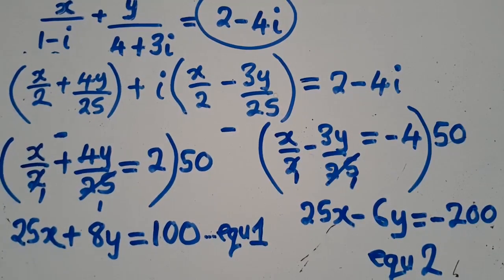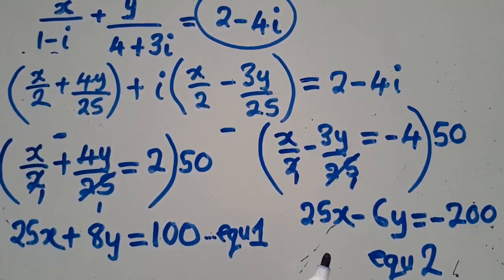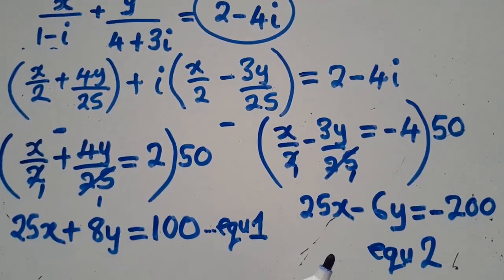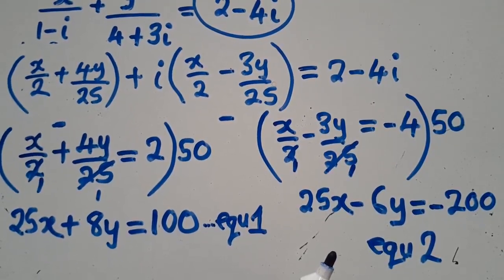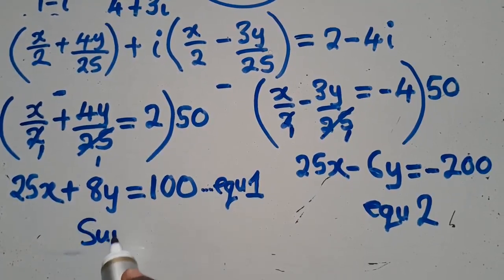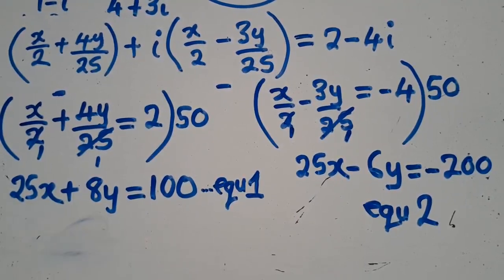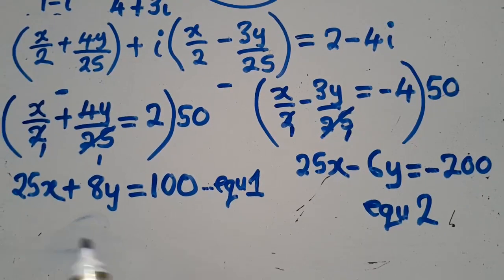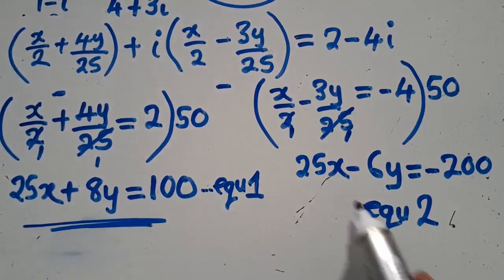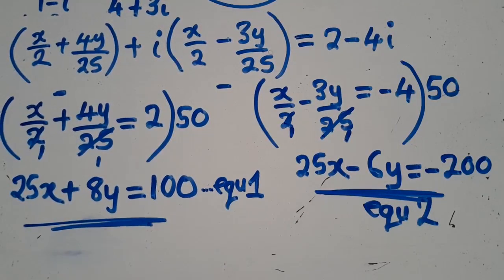Hope you've seen what I've come up with: equation 1 and equation 2. You can now conclude that this is a simultaneous equation. We need now to solve this simultaneous equation. So you solve equation 1 and equation 2. You can use the substitution method, the elimination method, or any method that you are comfortable with.